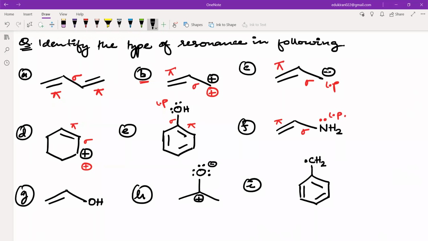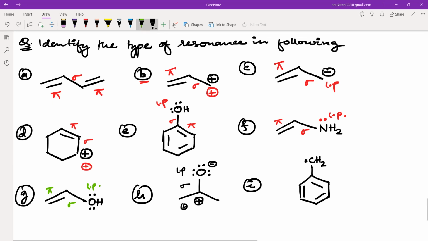Pi sigma and lone pair. This was a lone pair, right? Oxygen always has lone pairs. If it has two bonds, it will always have a lone pair. So this will be pi, oops, we wrote sigma. Pi sigma lone pair. What about H? Samaira, tell me. Lone pair, sigma and positive. Yes, lone pair, then there is a sigma, and then there is a positive charge.